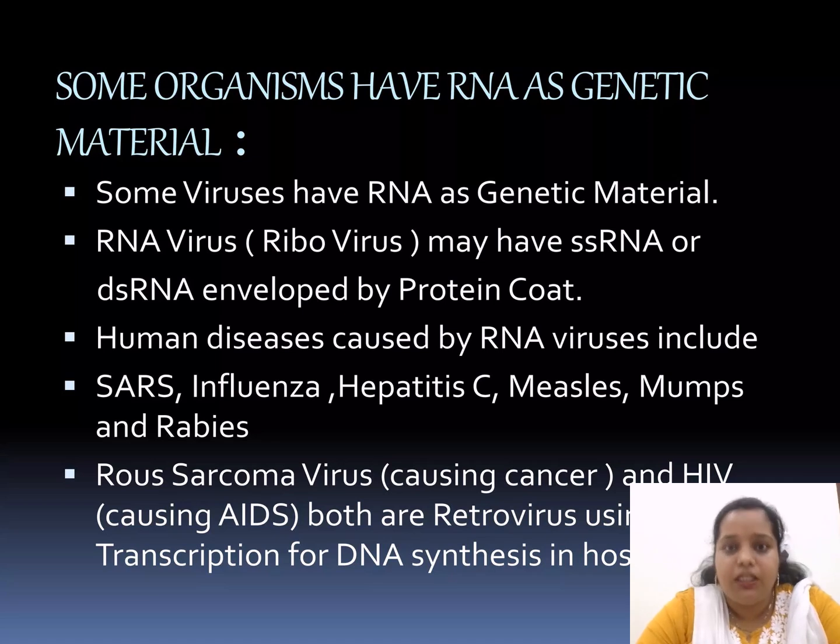Several organisms are known to have RNA as a genetic material, such as viruses. They have genetic material, be it an RNA virus having single-stranded RNA or double-stranded RNA. Several diseases are caused by RNA viruses. For example, Rous sarcoma virus causes cancer, whereas HIV causes AIDS. SARS, influenza, and hepatitis C virus also cause different types of diseases. So these are RNA viruses, sometimes retroviruses, which cause different types of deadly diseases.